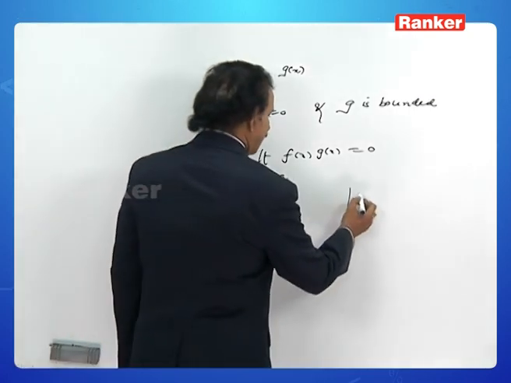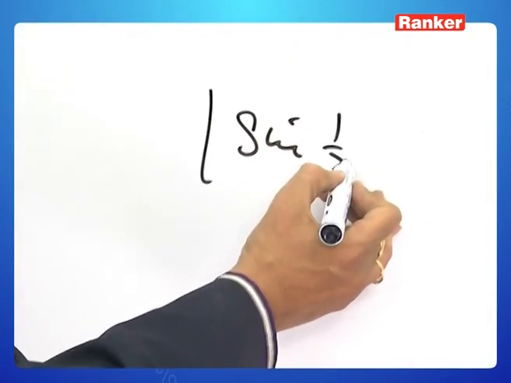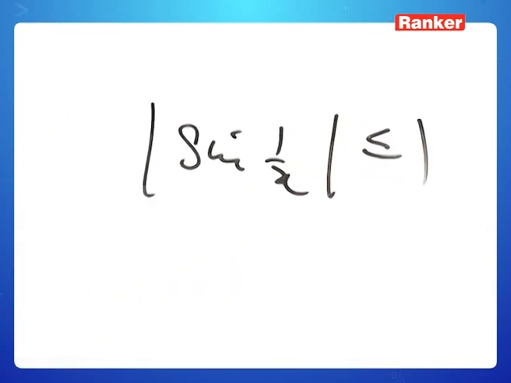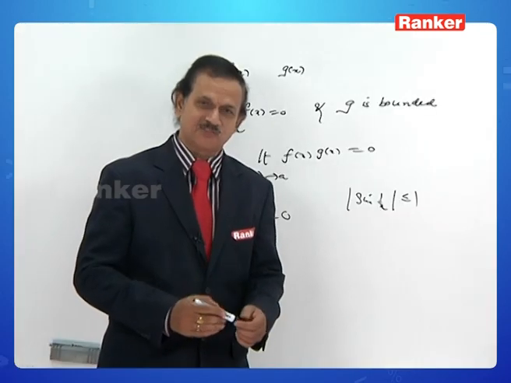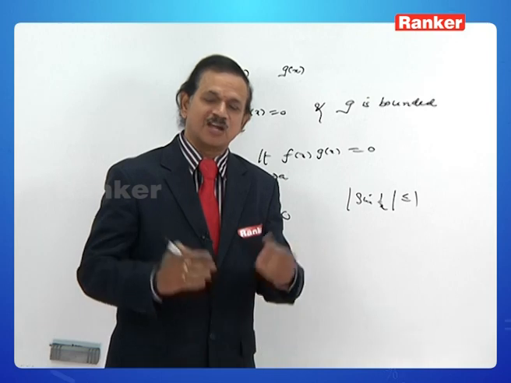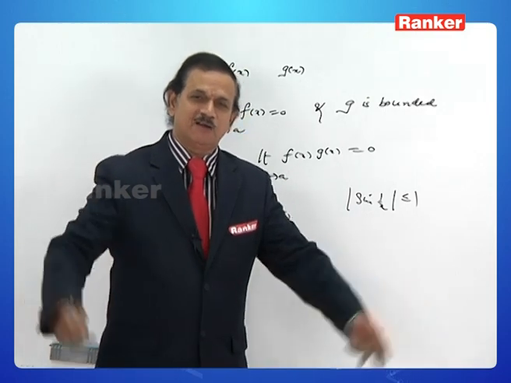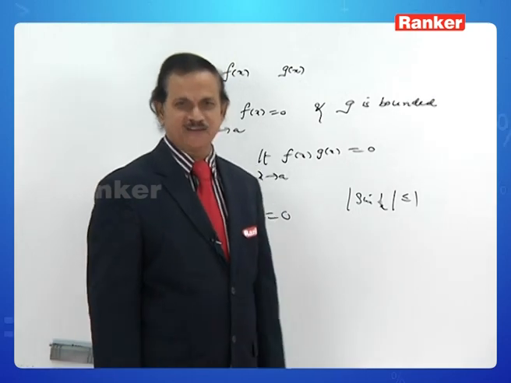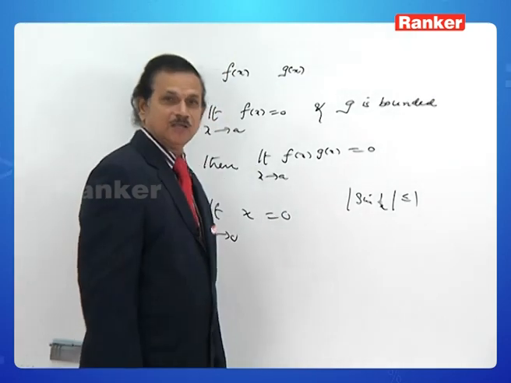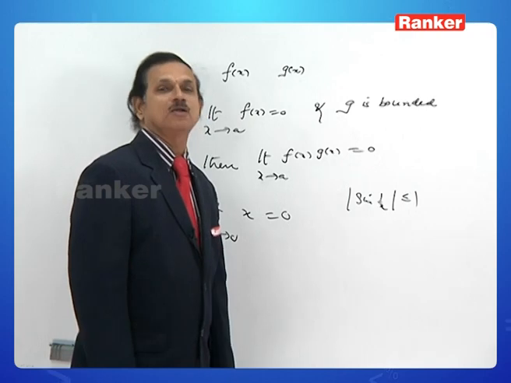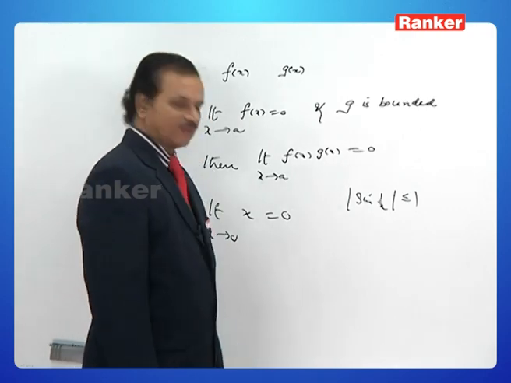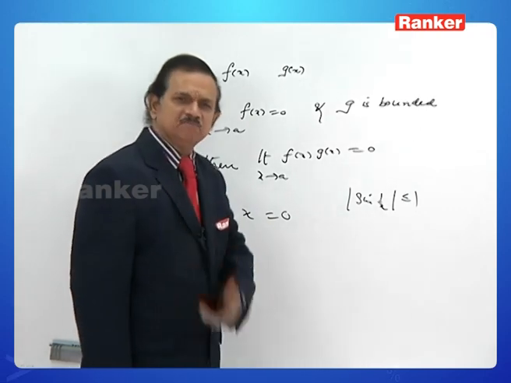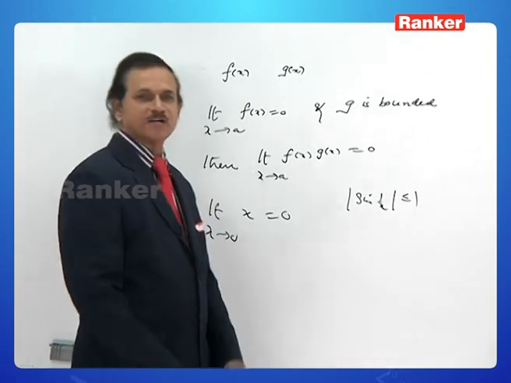And mod sine 1 by x is always less than or equal to 1, isn't it? The basic nature of the sine function is that it lies between minus 1 and 1 only. Yes, the very range of the sine function is that. So mod sine 1 by x is less than or equal to 1. So sine 1 by x is a bounded function.